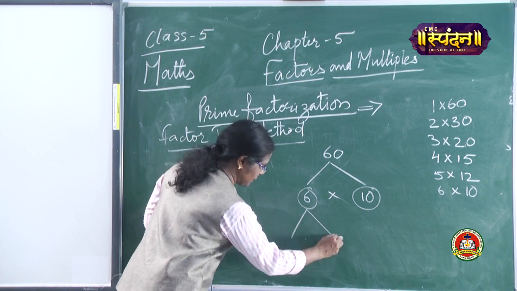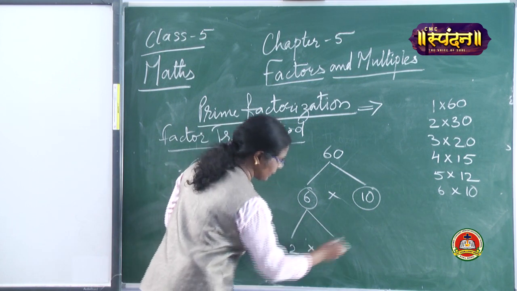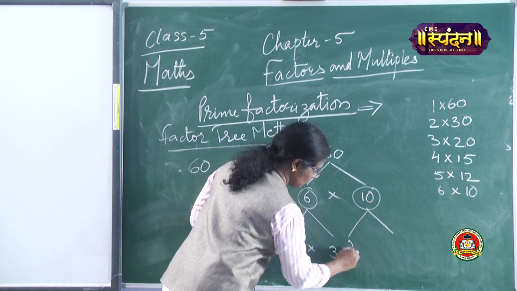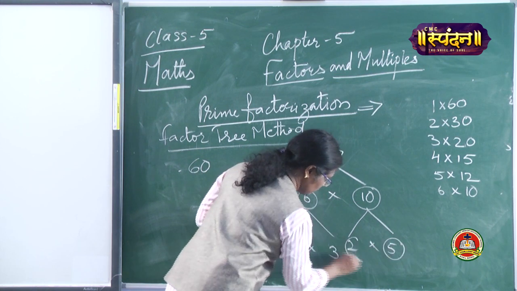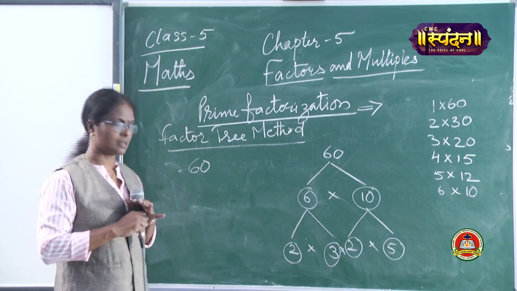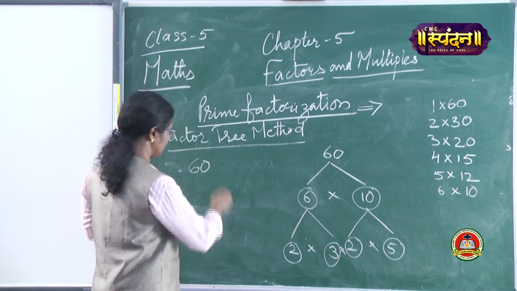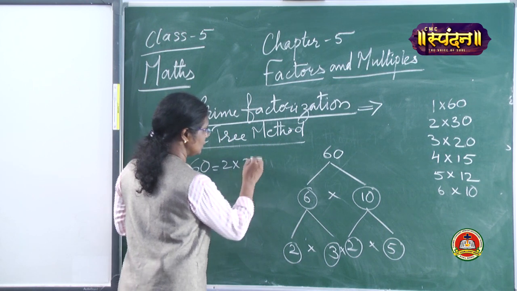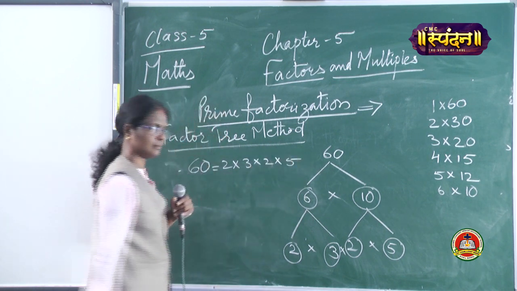This 6 can be split up as 2 into 3. 10 can be split up as 2 into 5. So now you have got all the prime numbers. Okay, so 60 can be written as 2 into 3 into 2 into 5.